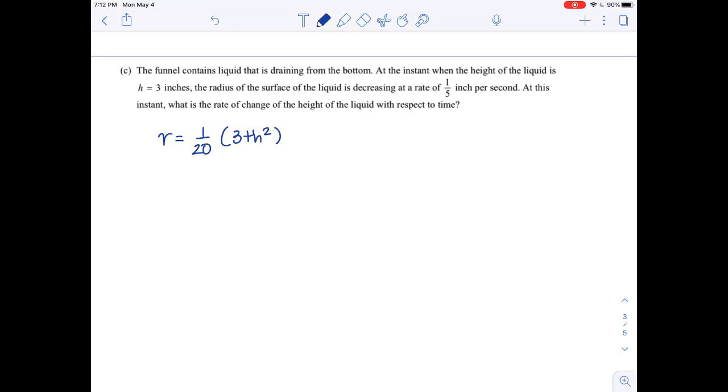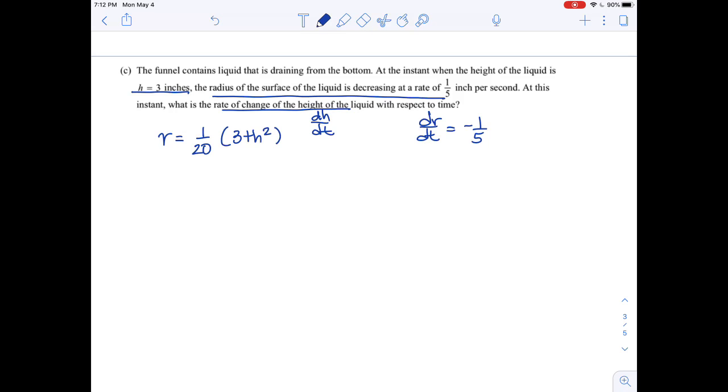So remember that your radius function was 1/20 times 3 plus h squared, right? So what are they giving you? They're giving you the rate at which the radius is changing, so dr dt. It's decreasing, so it's -1/5. They're telling you the height equals 3, right? And they're asking you for dh dt.